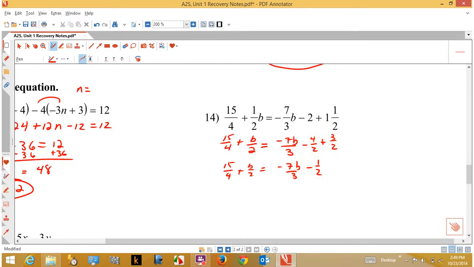Okay, so now what I'm going to do is get rid of the denominators by multiplying the whole equation, or one side and then the other side, either way, by the common denominator of 4, 2, 3, and 2. And that's going to be 12. So I'm going to change the color here so we can see that. I'm going to multiply this side by 12 and this side by 12.